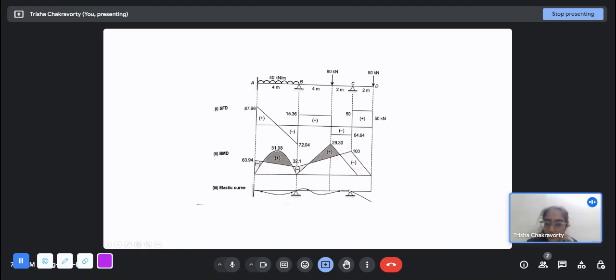And this is the bending moment diagram, which is parabolic in nature, because when there is UDL, the graph becomes parabolic. And the elastic curve, the displacement curve, is like this. That is not important right now, because it needs some perspective and some experience to be able to predict how the elastic curve will look.